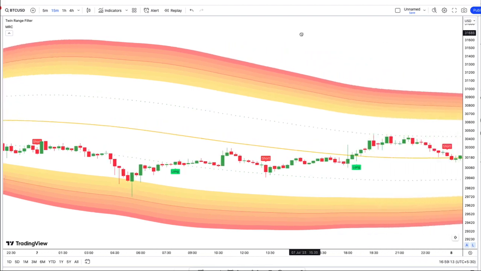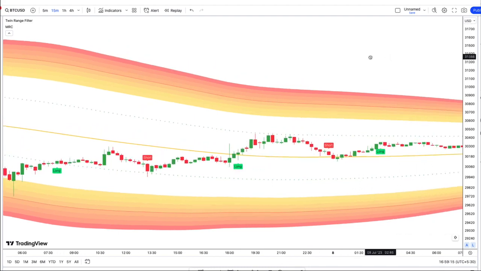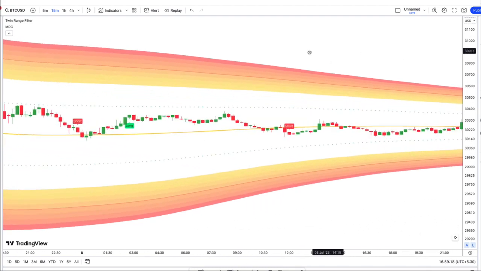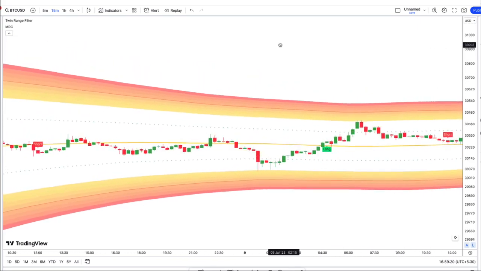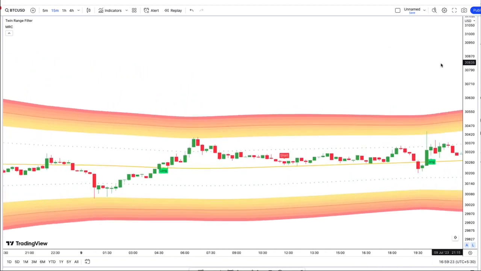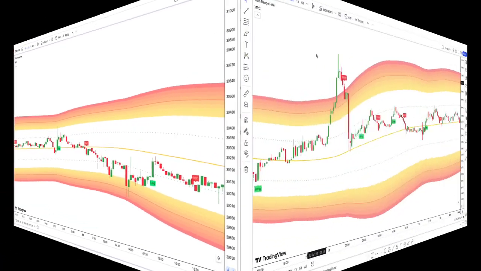On the other hand, the outer channel consists of beautifully colored bands. Its purpose is to identify overbought and oversold conditions in the market. In the middle, we have the mean reversion line, which helps identify fair price levels. The theory suggests that whenever the price deviates from this line, it will strive to return to it, hence the term reversing to the mean.